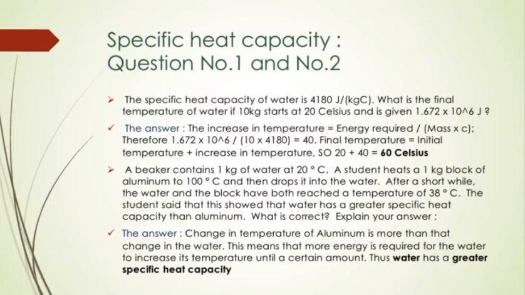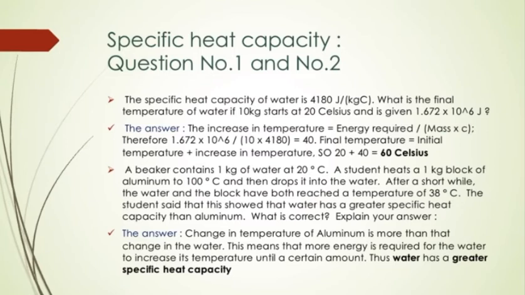So guys, in other words, when 1.672 times 10 to the power of 6 joules is applied to 10 kilograms of a substance starting from 20 Celsius, and that substance has the specific heat capacity of 4,180 joules per kilogram Celsius, the final temperature is going to be 60 Celsius, as we are going to refer to the formula.